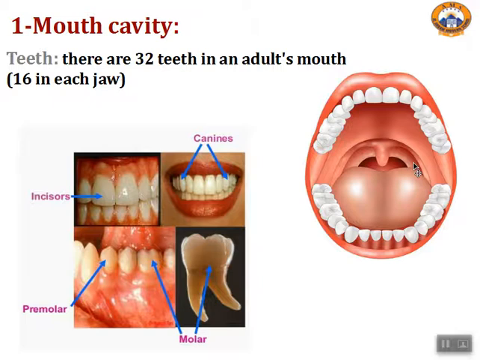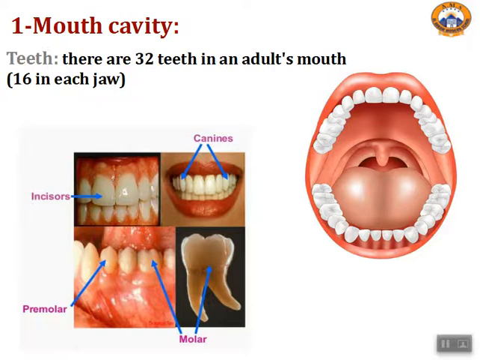So again, how many teeth are there in each jaw of the mouth? We have 10 molars, 4 incisors, and 2 canines. They are 16. 16 up in the upper jaw, 16 down. So all of them together are 32 teeth.